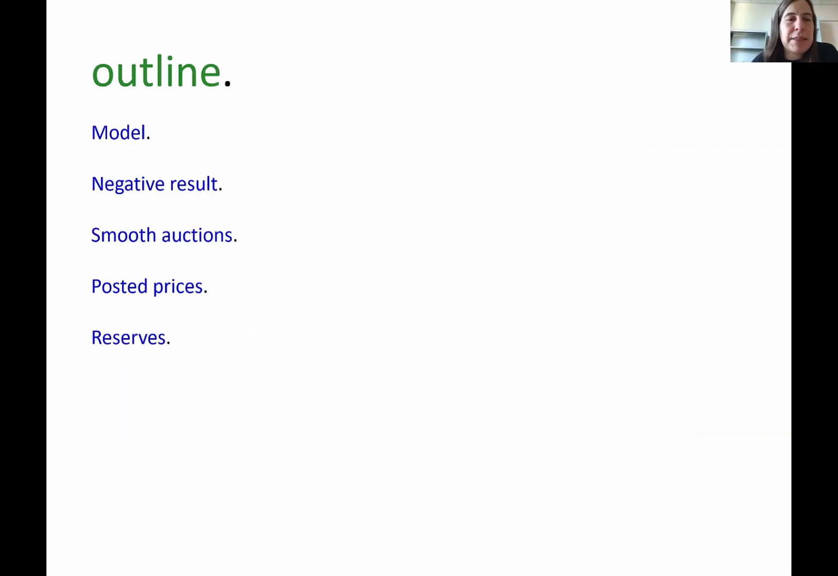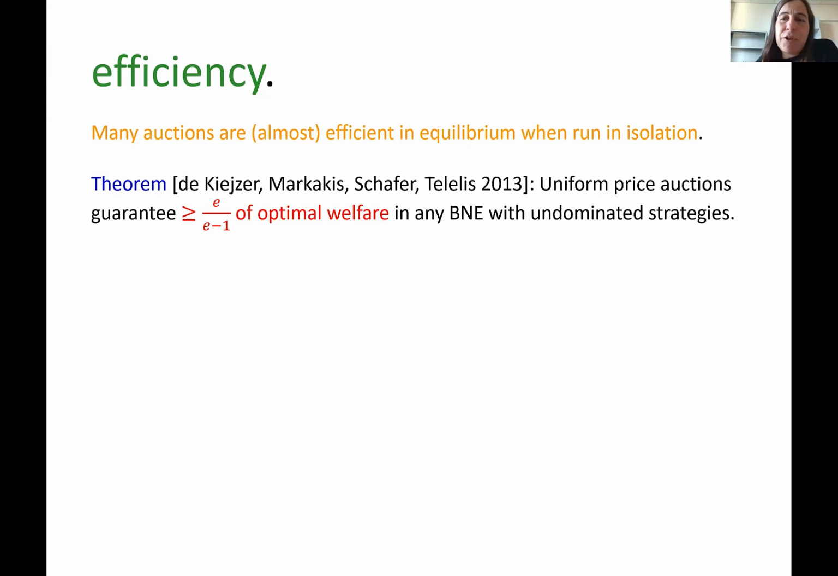All right, so let me now show you the negative result, which is that uniform price auctions can have pretty poor welfare in equilibrium. And before I get there, I should tell you why that might be surprising. First of all, a uniform price auction with a single unit is like a second price auction, where we know that when run in isolation, they are efficient, assuming undominated strategies or no overbidding. And in fact, this efficiency holds approximately for multi-unit auctions as well.